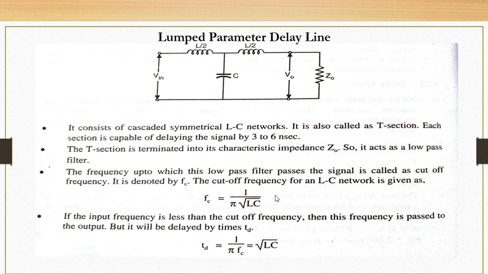If the frequency is less than the cutoff frequency, then this frequency is passed to the output, and the important thing is that it will be delayed by time delay TD, and that depends upon this FC. TD is given by 1 upon pi FC. So what do you mean by FC? If you put the value of FC over here, TD will be nothing but under root LC. So that is again very important.